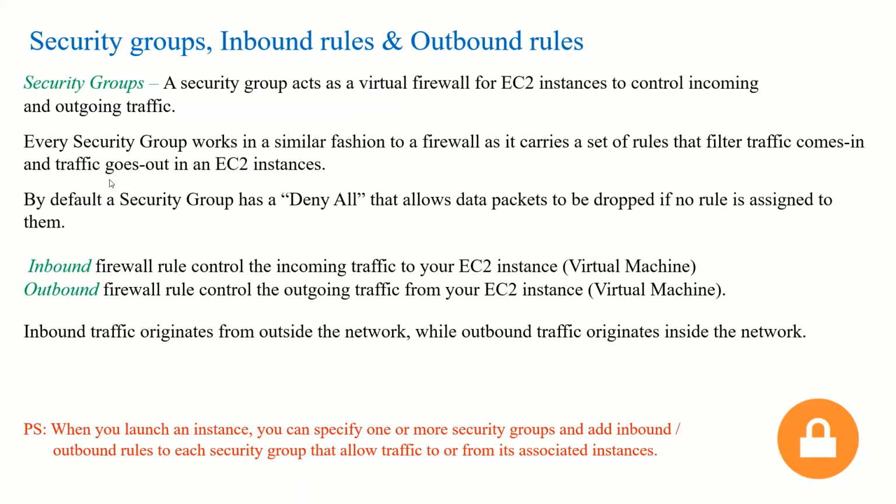Here we have two types of firewall rules available, inbound and outbound. The inbound firewall rule controls the incoming traffic to your EC2 instance or virtual machine. Port number 3389, the RDP port, and port number 22, the SSH port on the Linux machine, which we have set up, are inbound firewall rules. The outbound firewall rule controls the outgoing traffic from your EC2 instance or virtual machine.